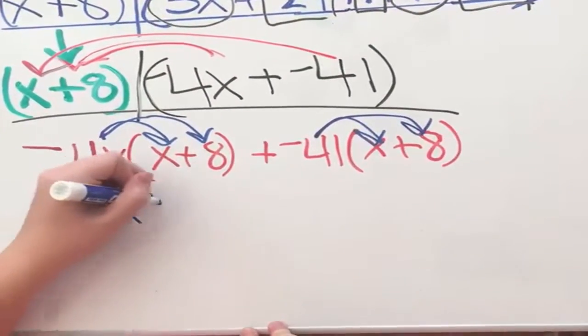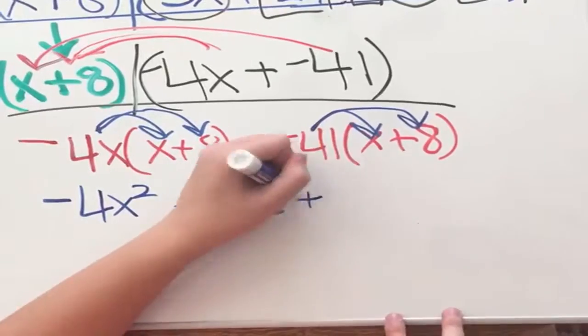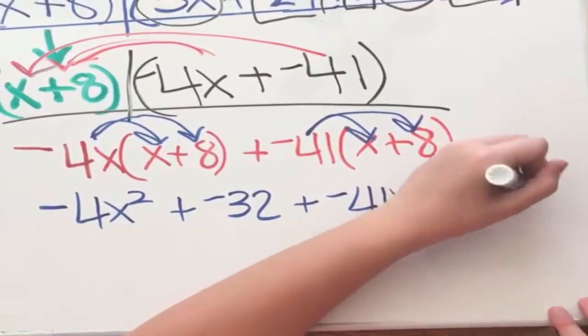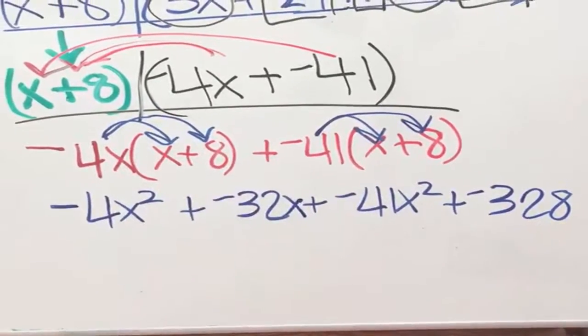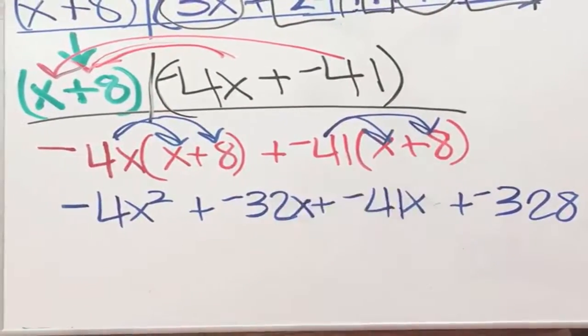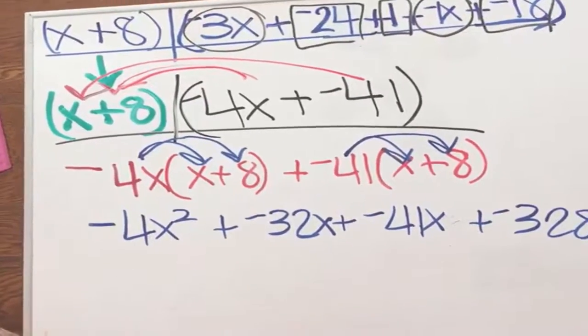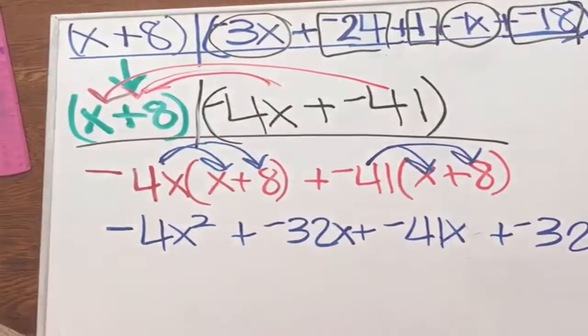I distributed negative 4x into x and then into 8, and then I distributed negative 41 into x then to 8 and got negative 4x squared plus negative 32x plus negative 41x plus negative 328.